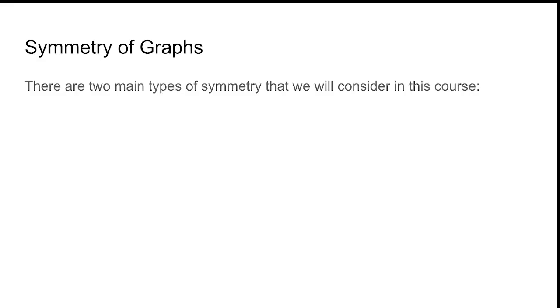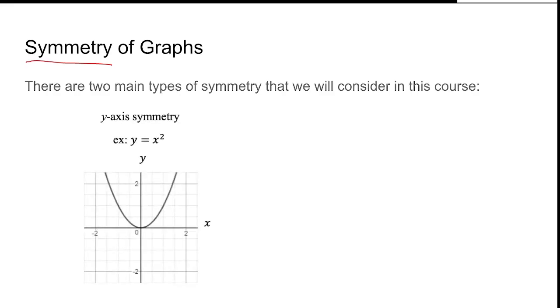So the summary. There are two main types of symmetry. I'm sorry, I look at symmetry and I see summary. Symmetry. So symmetry is each side is similar in some way, and there's two that we're going to consider. We're going to look at y-axis symmetry, which is the y-axis itself, right? Here's our y-axis. Actually cuts it in half.